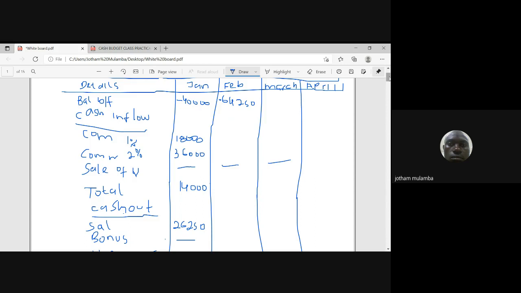How many units were sold in February? 15. So we do 15, we multiply by the selling price, which is 180,000. So how much is that? $2.7 million. So for 2.7, we collect 1%. So 1% of 2.7? $27,000. So we record here 27,000.